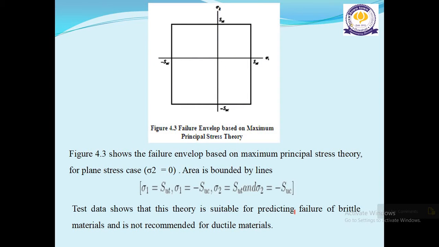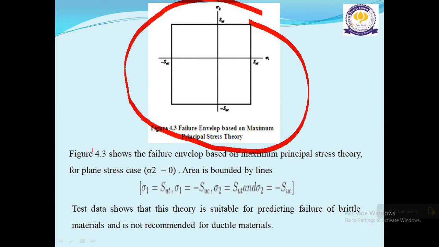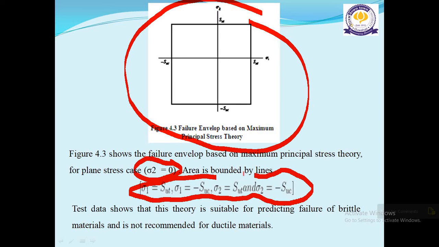Next we can view this figure. It is a figure of the failure envelope based on maximum principal stress theory. For the plane stress case, sigma 2 is equal to 0. The area is bounded by the lines sigma 1 equals SUT, sigma 1 equals minus SUC, sigma 2 equals SUT, and sigma 2 equals minus SUC.